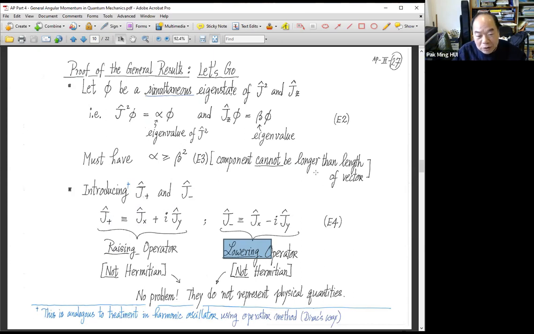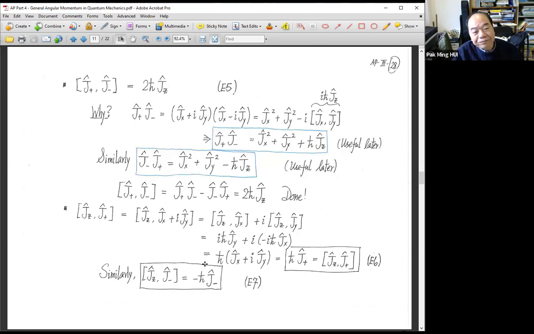At this moment, you have no sense about these two words, but very, very soon you will see it is indeed the case. This is Hermitian, this is Hermitian. This combination is not Hermitian, but don't worry, they are just helping us through the derivation. Then we want to work out some commutation relations. The first thing is, how about the J plus, J minus commutation relation?